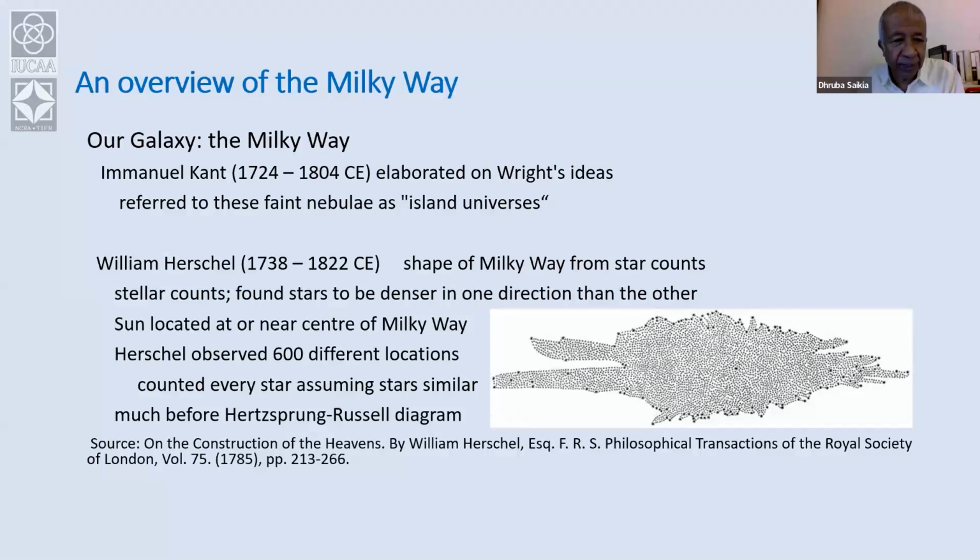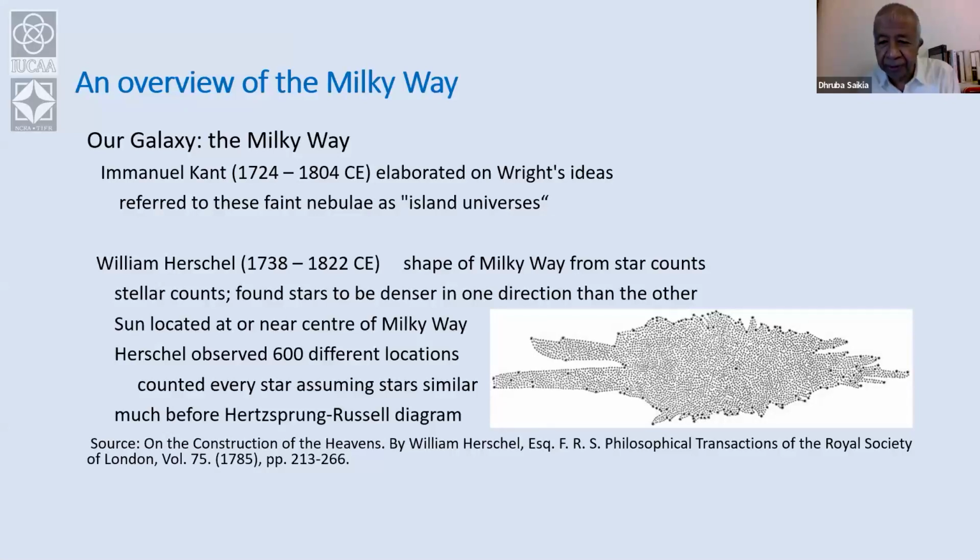Then came actually precise scientific observations. William Herschel, the refugee musician from Hanover, who became the astronomer royal and built some of the most powerful telescopes of his time, started counting stars and tried to determine the shape of the Milky Way from star counts, and found stars to be denser in some directions than the other. And he found the sun to be located somewhere near the center of the Milky Way. He looked at about 600 different locations, and he assumed the stars to be of similar luminosity, so that the observed flux, or how bright it was, depended just on the distance.